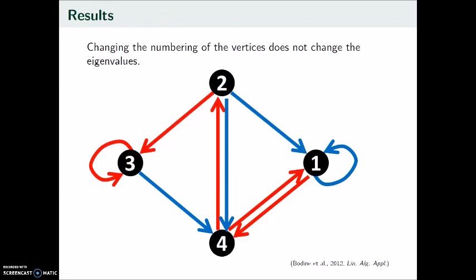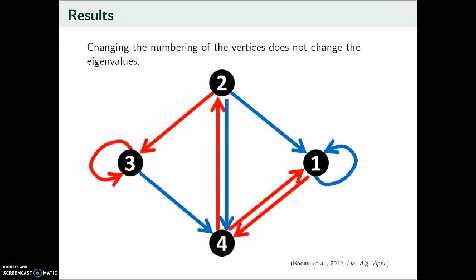So now some results. We'll start with some results that were found before I started this project. Bodine et al. in 2012 showed that if I change the numbering of the vertices, then it doesn't change the eigenvalues of the corresponding matrix. This might seem obvious, that the graph looks exactly the same no matter how you number it. You just move around some labels.